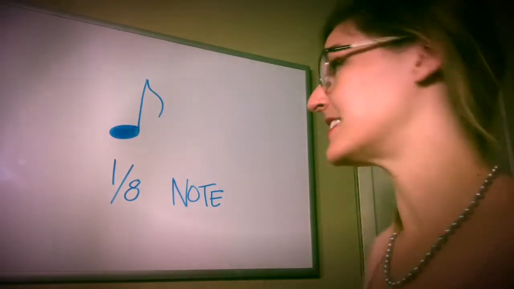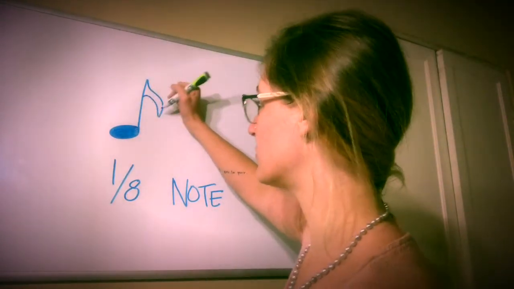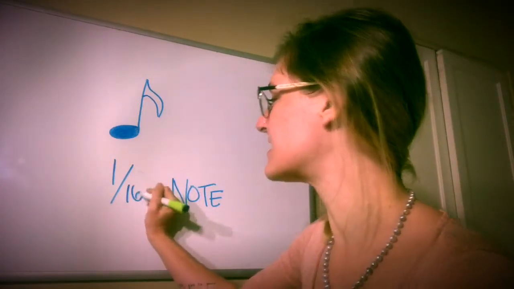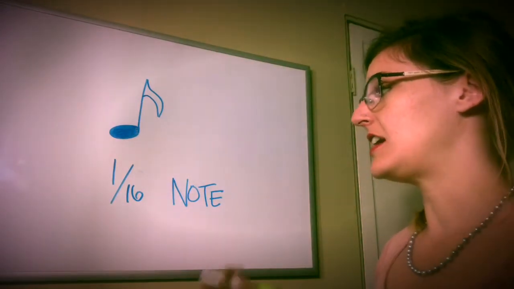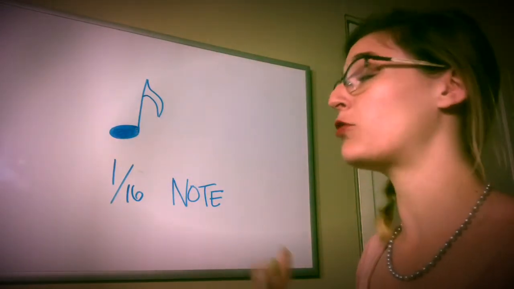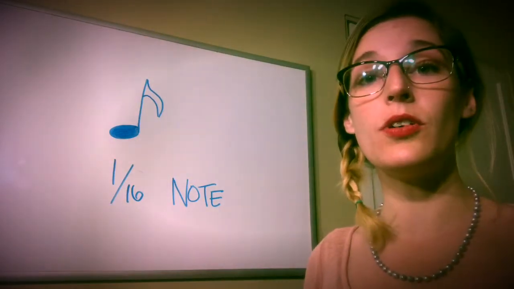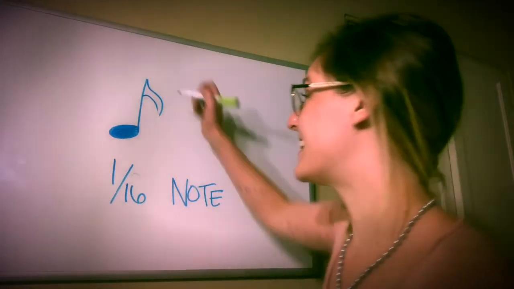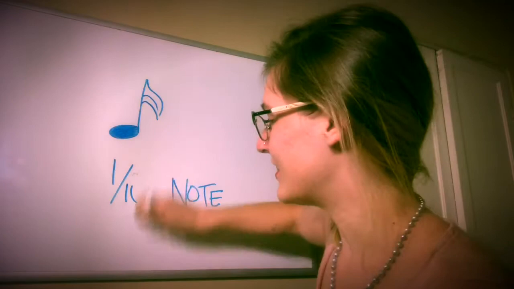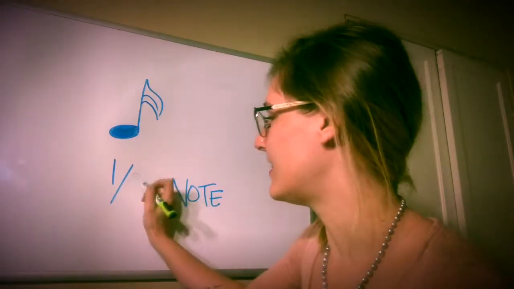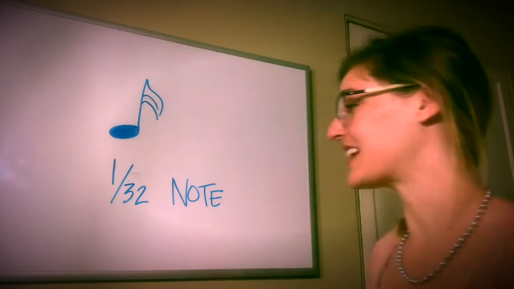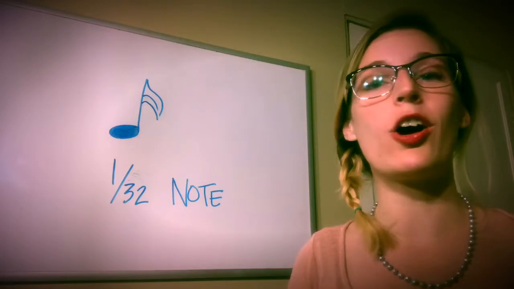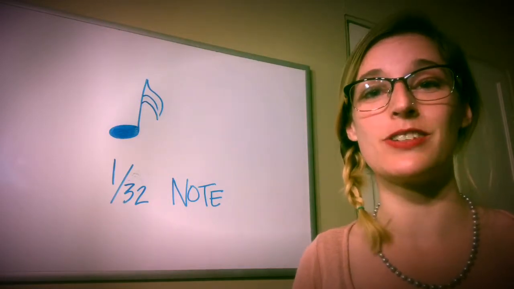If we add a second flag to this note, we change it from an eighth note to a 16th note. A 16th note is worth half of what an eighth note was worth. So it's worth a quarter of a quarter note. If we get a little crazy and add a third flag to this note, we turn the 16th note into a 32nd note. For the sake of learning to subdivide the quarter, we are going to stick to the 8th note and the 16th note in this video.